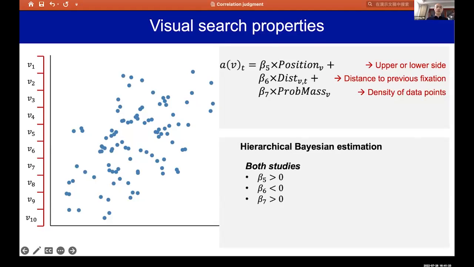And we again use hierarchical Bayesian estimation. We find positive beta 5, negative beta 6, and positive beta 7, which are not so surprising. And again, beta 7 is the statistical property. We don't find a significant difference in these two conditions, but we do find some significant difference in beta 5 and beta 6 in study 2.